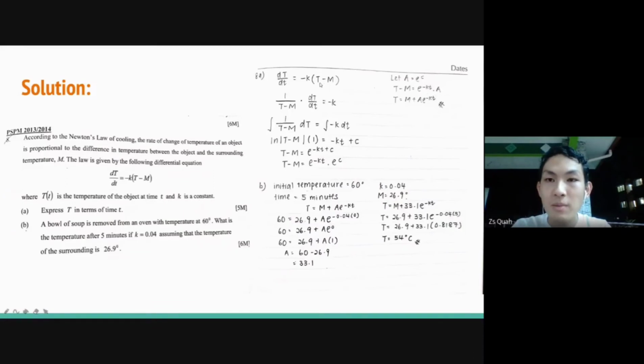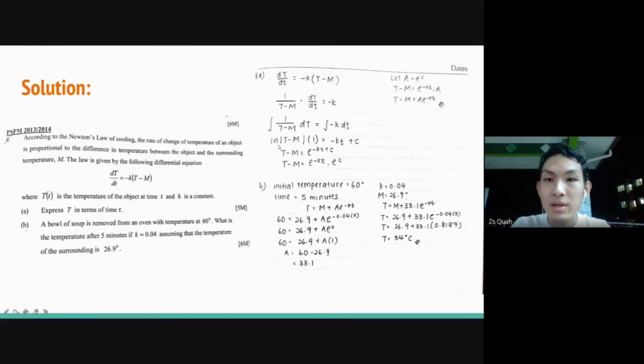First of all, we will shift our subject, which is the temperature, to the left, and we will get 1 over T minus M multiplied by delta T temperature divided by delta time equals negative K. Then we will move delta time to the right, and we'll get the equation like this. After that, we will integrate both sides. To integrate 1 over T minus M, we will get ln T minus M, and when we differentiate the function fx, which is T minus M, we will get 1. When we integrate the right hand side, we will get negative K multiplied by T plus C.